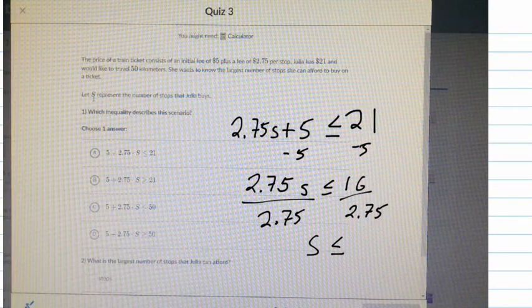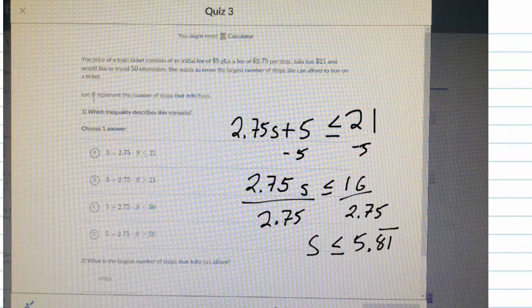And I got 5.81 repeating. So the stops has to be less than 5.81. So what is the largest number of stops that Julia can afford? Keep in mind you can't have a fraction of a stop, right? You can't just stop once and be like, oh, that was only half a stop. So this answer has to be a whole number. Because when you stop, that's a stop. There is no partial stop.